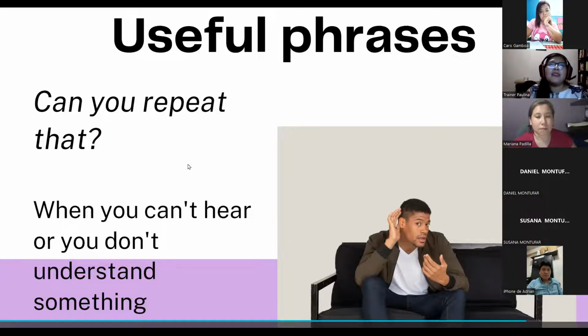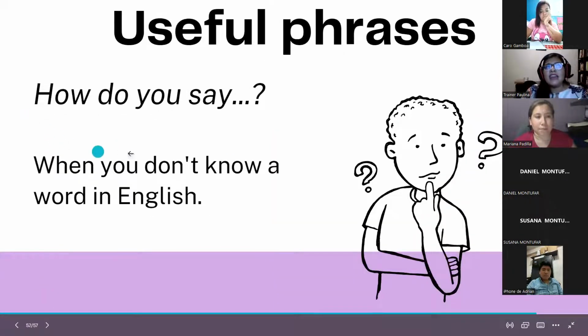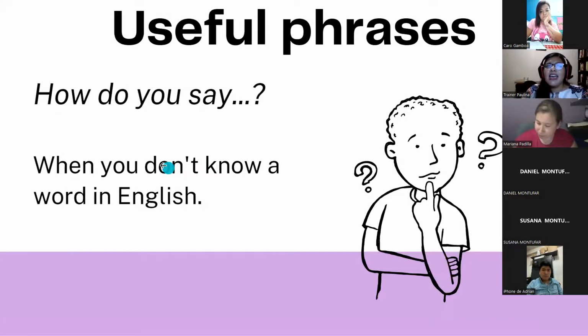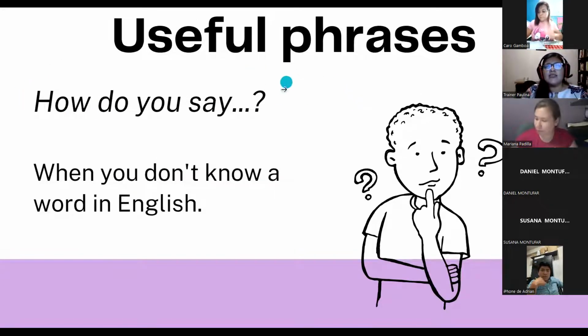Whatever you prefer. Second phrase. How do you say? I'm going to use this phrase right here when I don't know a word in English. So I'm curious. I know the word in Spanish, but I don't know how to say it in English.